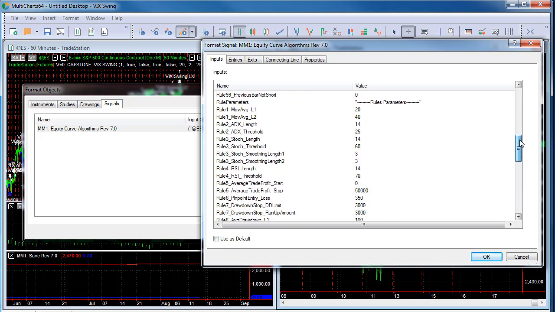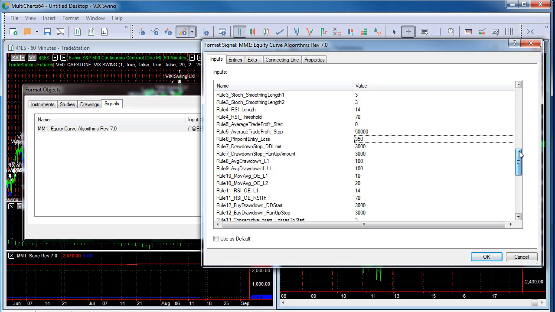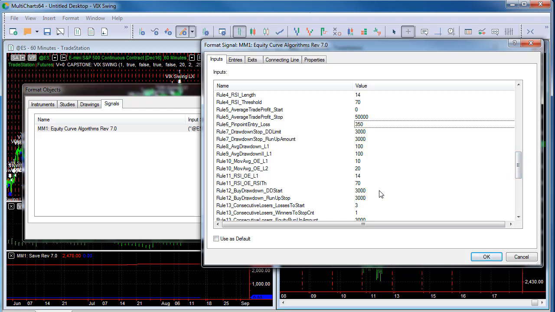So what this does, you scroll down to the input, so the pinpoint entry loss amount is 350. So we don't get in a trade until the base strategy on the left is down by 350. And then we also don't trade until the strategy overall is in a $3,000 drawdown.